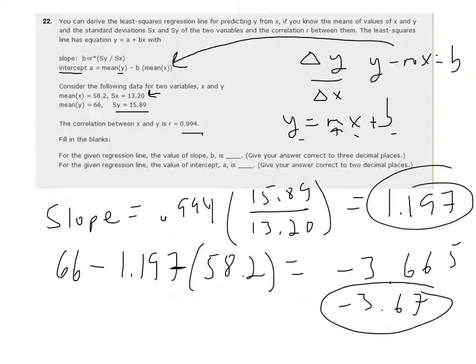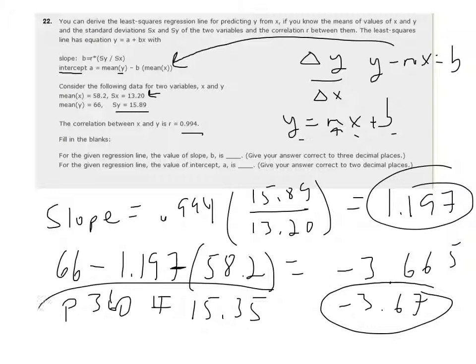Now, these problems are the same. I don't know if you've made this connection yet, but these exercises in Stats Portal are the odd exercises out of the textbook. And this problem is actually on page 360. This is number 35, 15.35. Okay, so hope that helps.